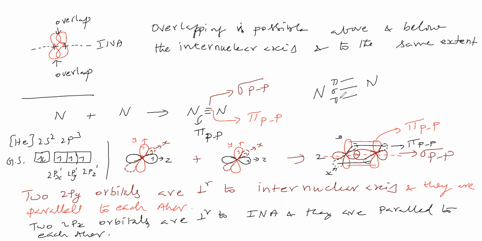What is the meaning? The sigma bond is along the internuclear axis, and the pi bonds are above and below the internuclear axis. For that reason we represent it like this. So this is about the nitrogen molecule, and how the overlapping is possible in it, that we have seen.